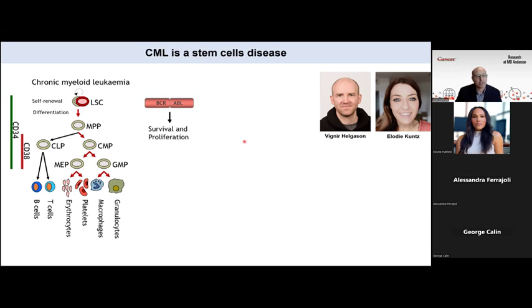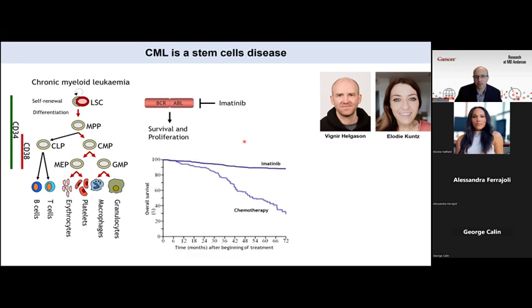So you know that CML is derived from a Philadelphia chromosome translocation, the BCR-ABL oncogene, and there is a very effective drug, imatinib, and some other new generation tyrosine kinase inhibitors that affect CML quite robustly, changing the clinical outcome of patients with CML dramatically, as you can see here. So one would ask, why study CML at all?